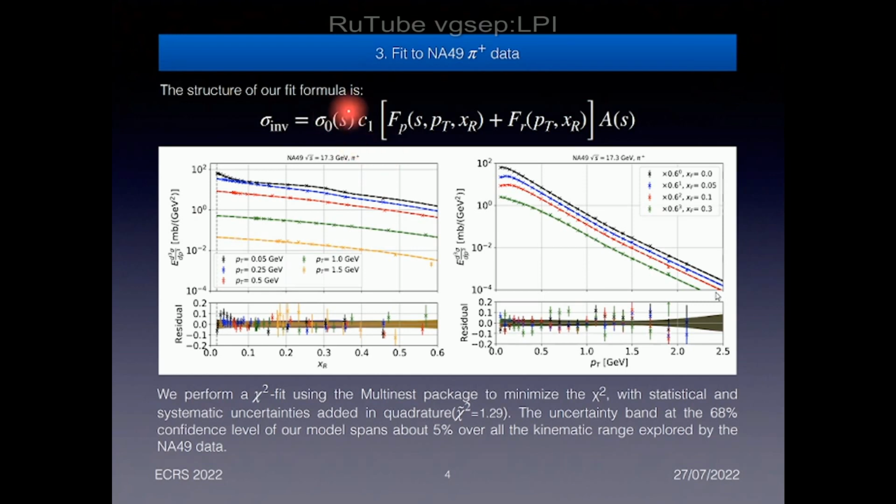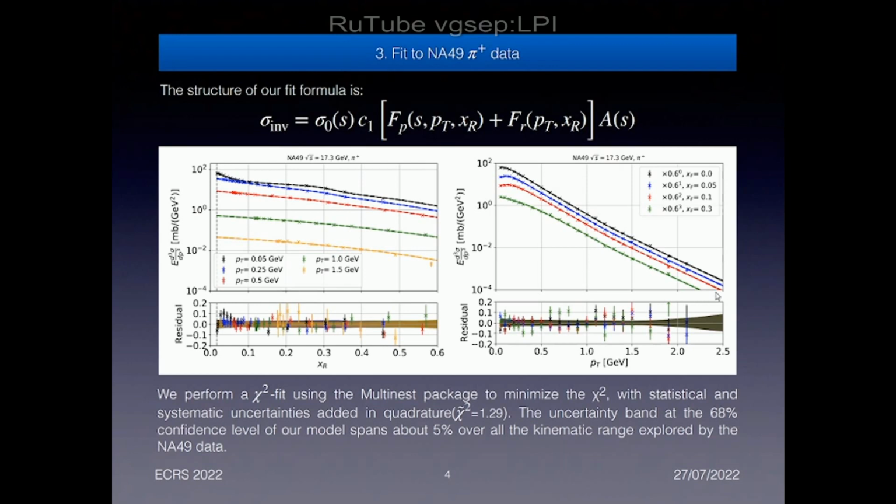These two functions depend on p_T, that is the transverse momentum, and x_R, that is a quantity defined as the energy of the pion divided by the maximum energy that a pion can have in a proton-proton interaction. And then we modify the behavior of our function with respect to the center of mass energy with an additional function A. So basically, we perform a two-step fit.